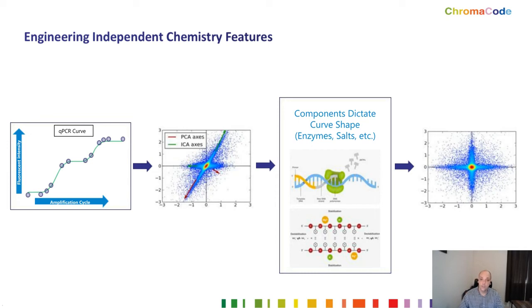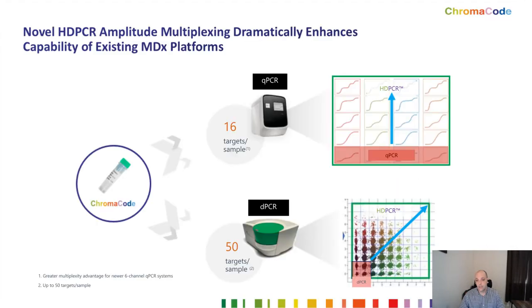So using the data science tools to determine why they are correlating and under what situation, and feeding that back to the biochemistry team, allows you to dictate things using the enzymes, the salts, really all these different components that dictate the curve shape, such that your features can then become independent of each other. Circling back to the initial slide that we started with, that's really how you build up to assays.